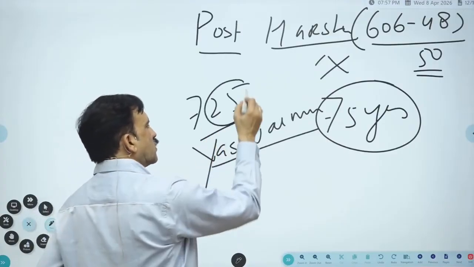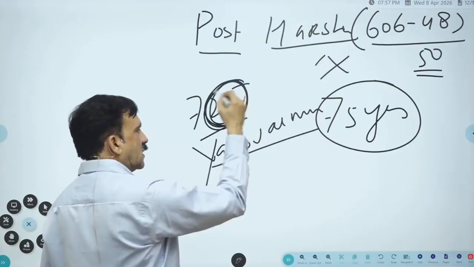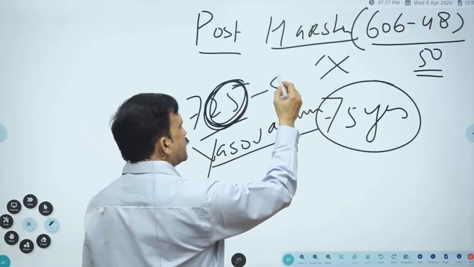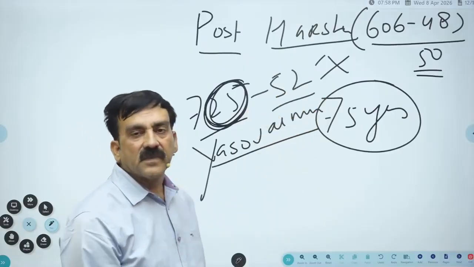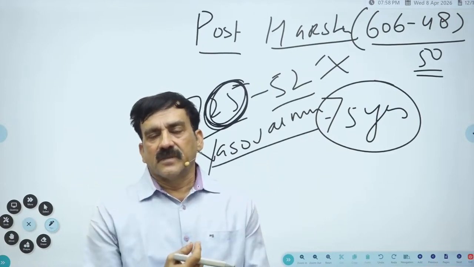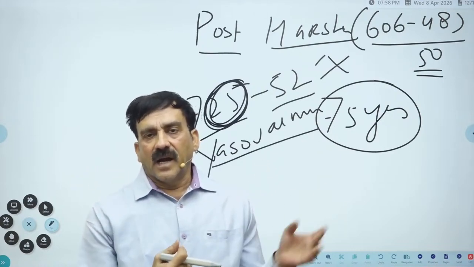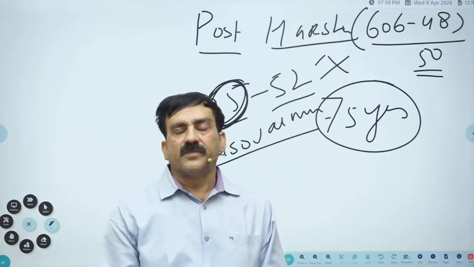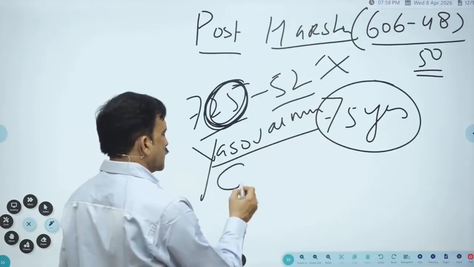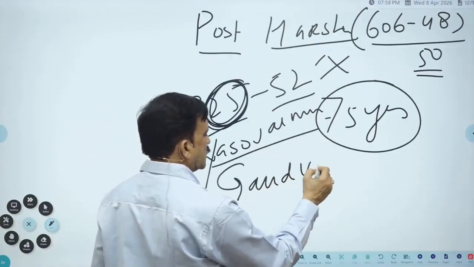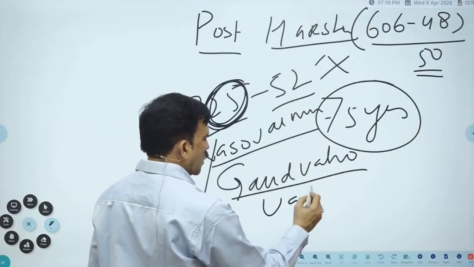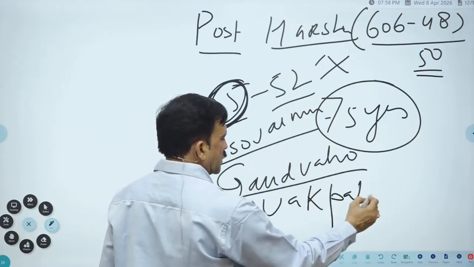Just reverse these two numbers. What will be the reverse of 25? So the great king Yashovarman, his court historian wrote a book, Gaudavaho, a very famous book. UPSC can ask you about it in the literature component. The author is Vakpati, and the language is Prakrit.